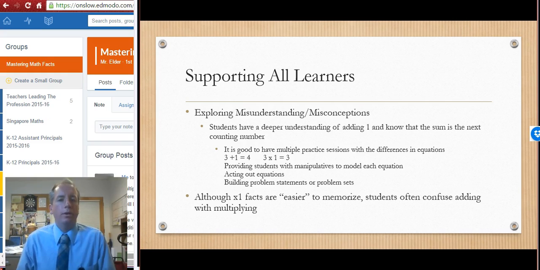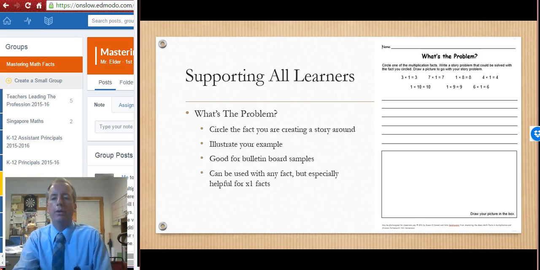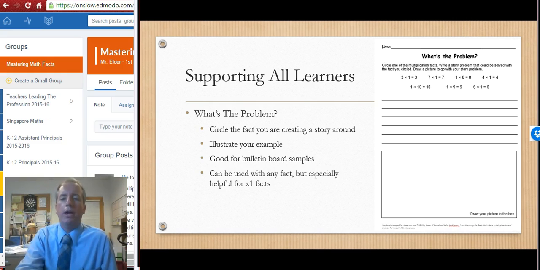One of the clarifications, again, is that multiplying by one facts are easier to memorize a lot of times, but it gets confusing because we tend to go too quickly through the multiplying by one facts, and kids never really build that concept. So what's one way I could do this again and again with kids without taking a lot of teaching time? Well, one of the digital downloads here allows kids to pick which fact they are going to do, to create a scenario and then draw it out.